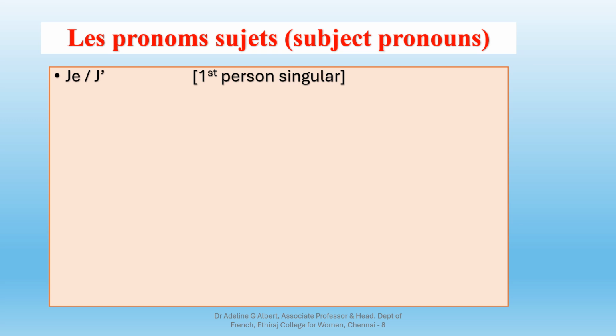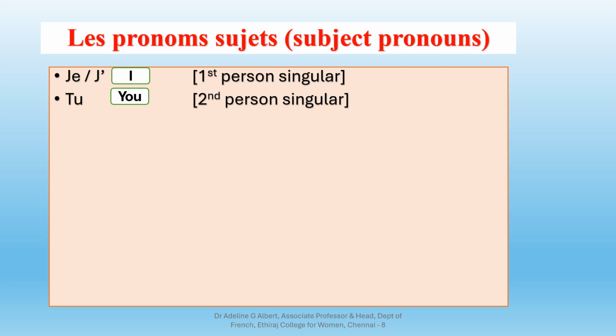The first one is je. It's either je or j apostrophe. When do you use j apostrophe? When the verb starts with a vowel. All right? So this is the first person singular. Je. And what does it mean? You already know it. It means I. Next we have tu. Second person singular. Tu. Singular, you.